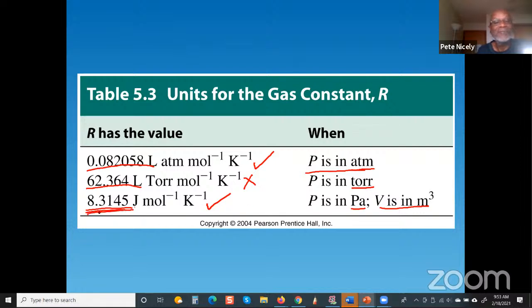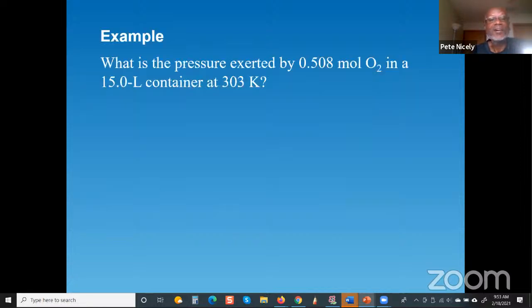So this is something for you to keep in mind later on. But in most cases where you're dealing with gases, you'll be using this value right here. And as I said before, we'll be rounding this off to 3 sig figs in future problem solving exercises. Okay, so let's look at this example here.